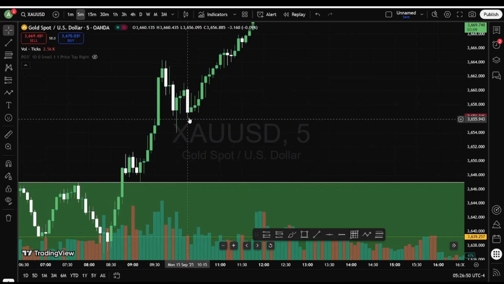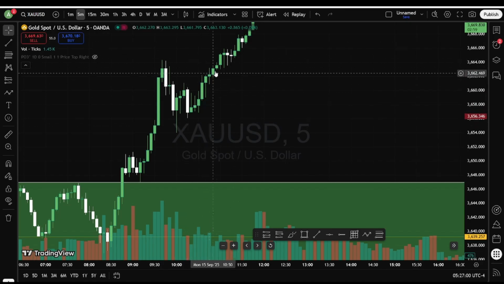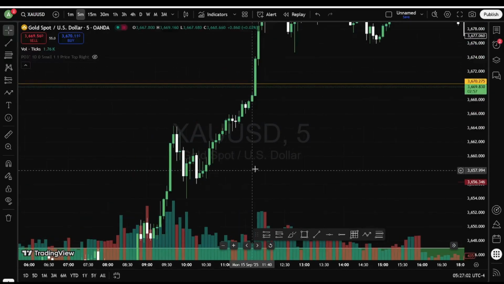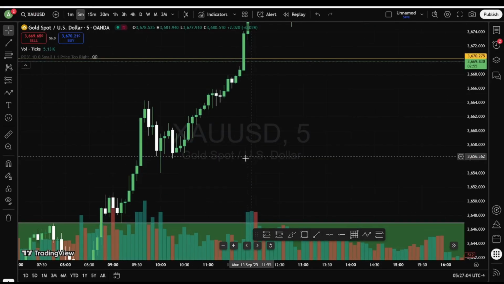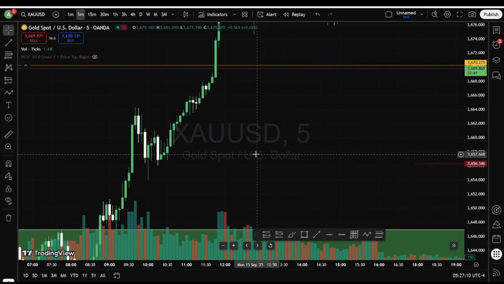After sellers place orders below this level, the price immediately goes up. Why? Because they want them to lose. If buyers want to take profit, sellers have to lose. That is the market condition we are seeing here.